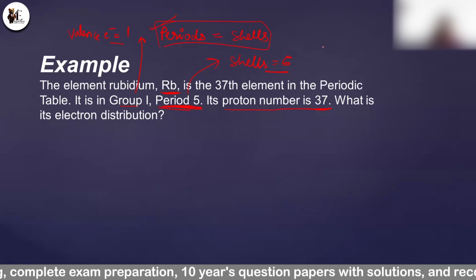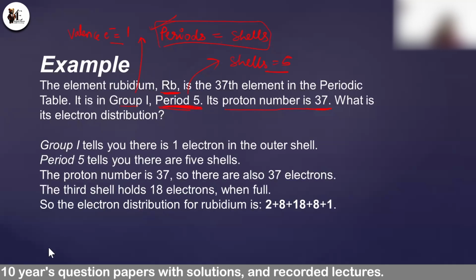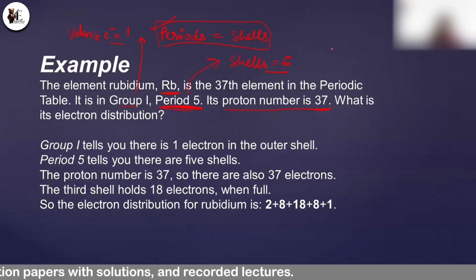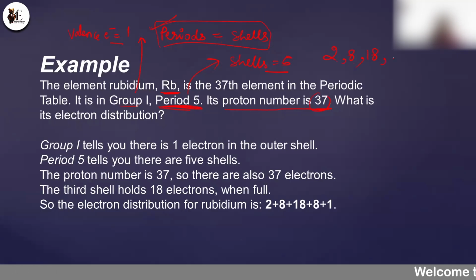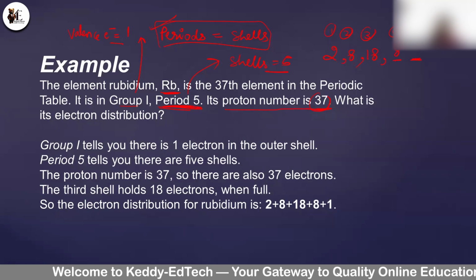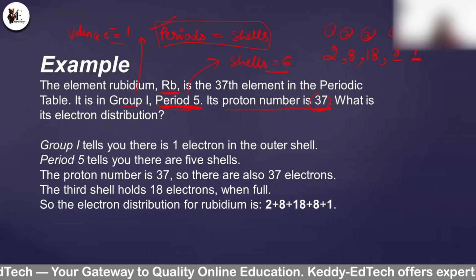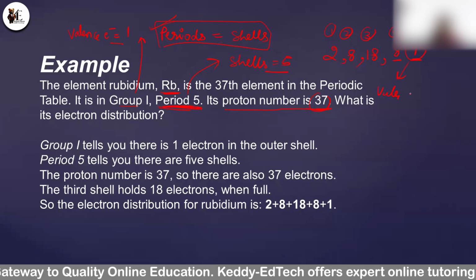Now you have to write down the electronic configuration, so you can easily write it. In the first shell, 2 electrons can come. In the second shell, 8 electrons can come. In the third shell, 18 electrons can come. 18 plus 2 plus 8 is 28. We have to fill 37. Then again, you have to fill 2 more shells, because there are 5 shells. So in the fourth shell, 8 electrons can come and the last is 1. So both our conditions are satisfied: shells are 5 and the valence electron is 1, and if you add them it becomes 37.